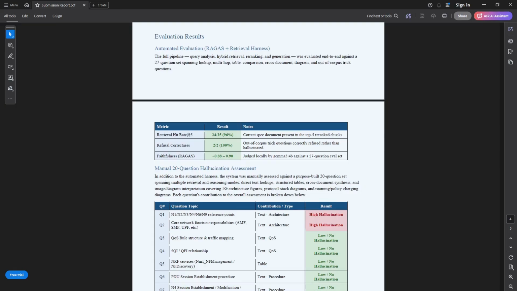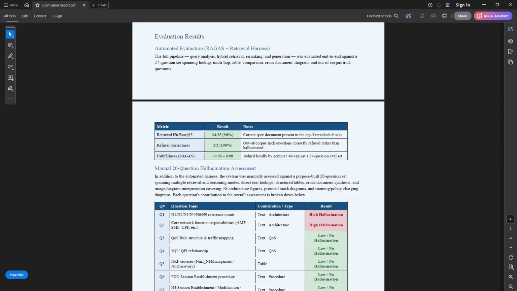On evaluation, I ran two independent checks. An automated harness measured a 96% retrieval hit rate, a 100% correct refusal rate on out-of-corpus questions, and a RAGAS faithfulness score of roughly 0.88 to 0.90, which is 88% to 90%, meaning the vast majority of generated claims trace directly back to the source spec text.